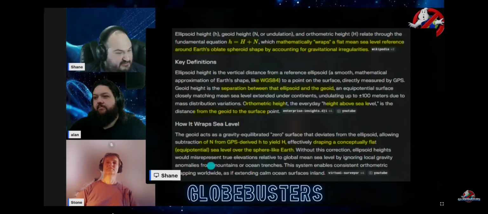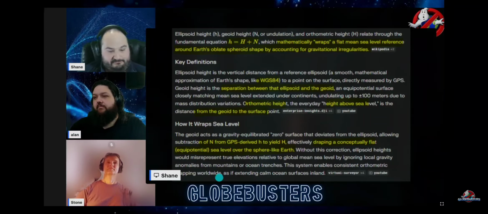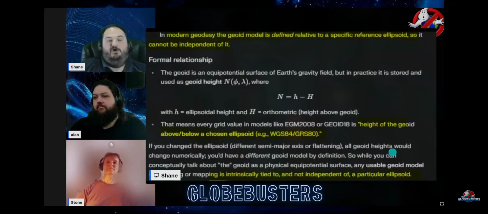Without this, ellipsoid heights would misrepresent true elevations relative to the global mean sea level by ignoring, quote, global local gravity anomaly. So without this, it wouldn't work. And through this, you get what's called negative heights. And through negative heights, you can manually force level measurements to curve downward perpetually. That's how they do that.